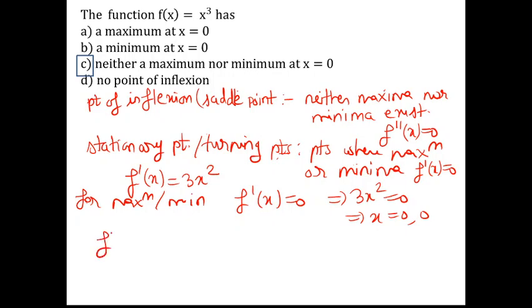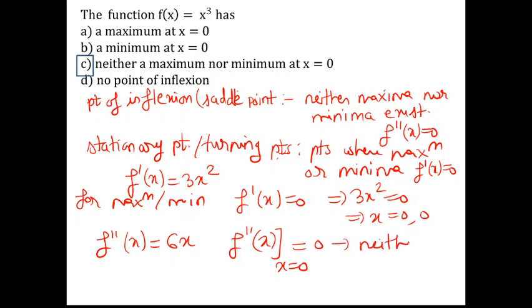Now let's find the second derivative, f double dash of x. Differentiating with respect to x, we get 6x, and we evaluate its value at x equal to 0, which is a stationary point. We find that f double dash of x is equal to 0 at x equal to 0. As we have seen, the point at which the double derivative is 0 means neither maxima nor minima exist. So the correct answer for this question is option C.